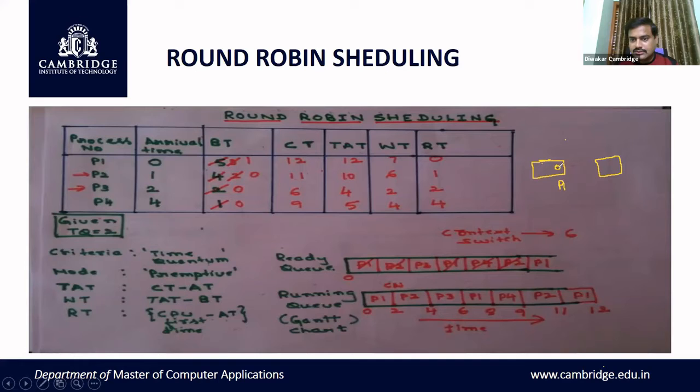The process will be moved from the ready queue to this CPU. That is what you call the ready state to the running state. Ready state means it will be in the RAM. Running state means the process has been allocated to the CPU. Now, what happens in round robin scheduling? Here we are given the time quantum. In this case, we have given the time quantum as 2.